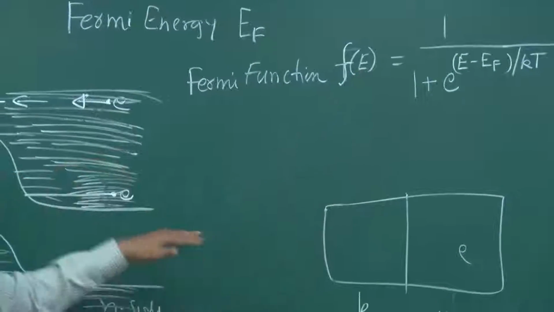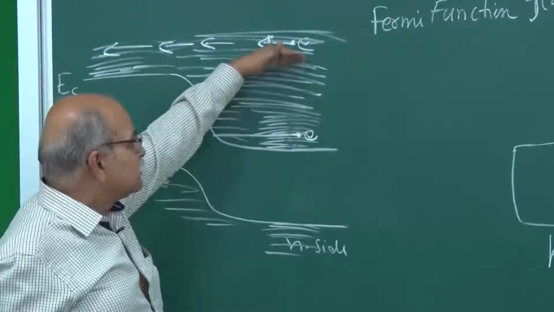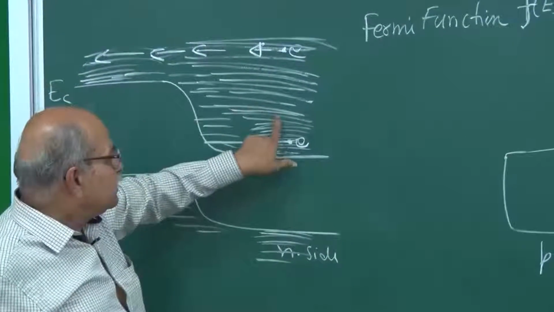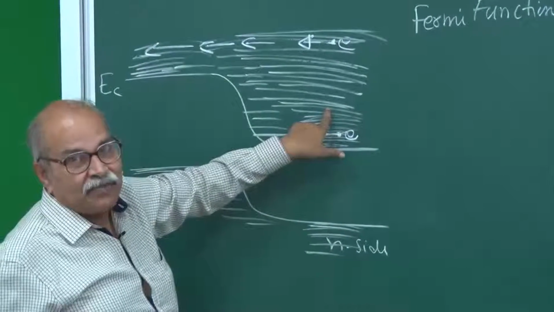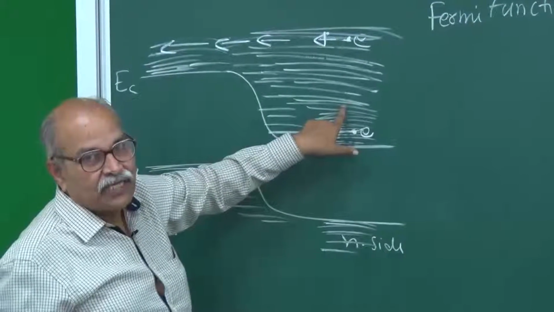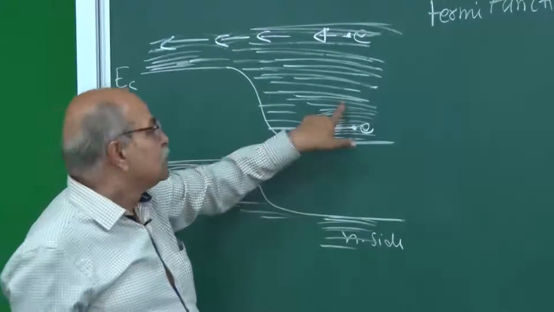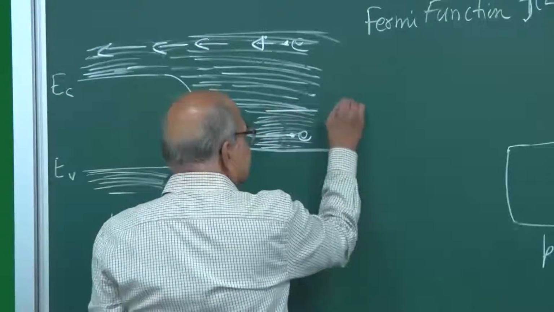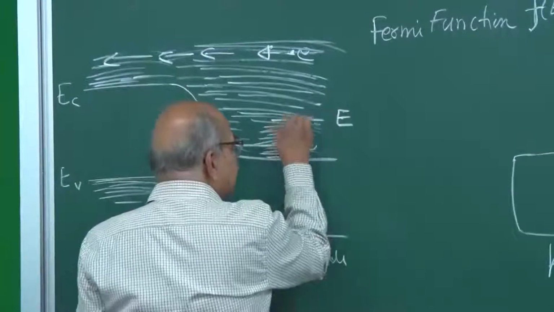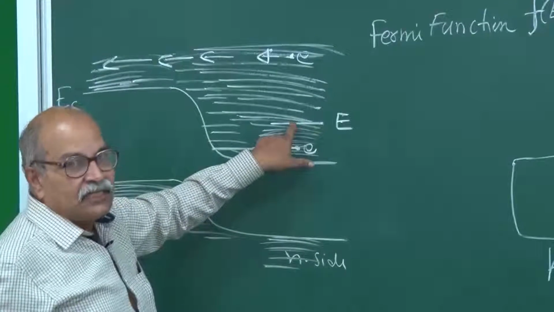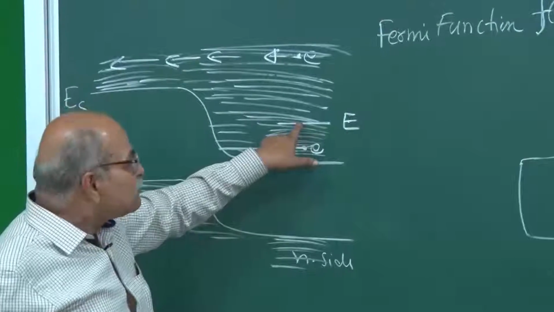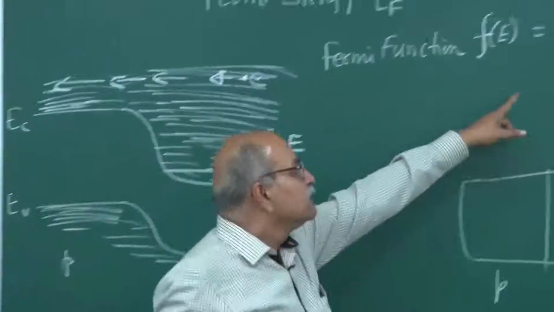So I repeat, you have these quantum states, and each quantum state can be occupied by an electron or it can be empty. No two electrons can go in one quantum state. So if I ask, at this energy I have a quantum state, what is the probability that an electron is occupying it? That probability is given by this function.